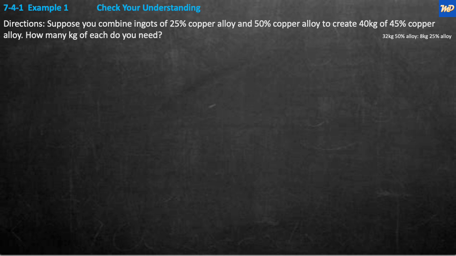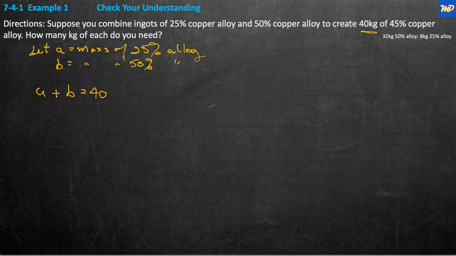Okay, so let's create some variables first. Let A be equal to the mass of the 25% alloy. Okay, and we're going to let B equal the mass of the 50% alloy. Okay, so now we got that much. And we know that we want 40 kilograms when we're all done. So we know that A plus B is equal to 40. Okay, so that's basically what we have right there.